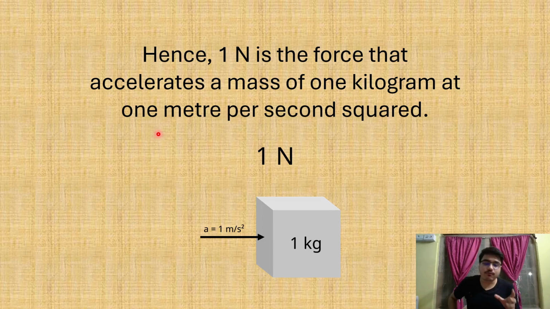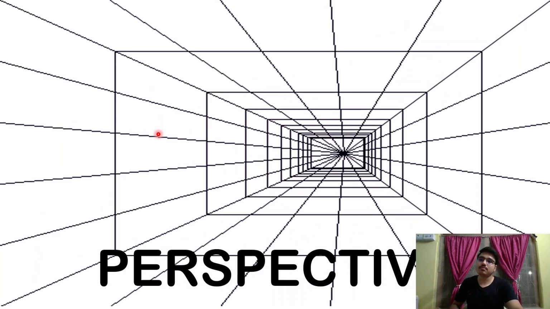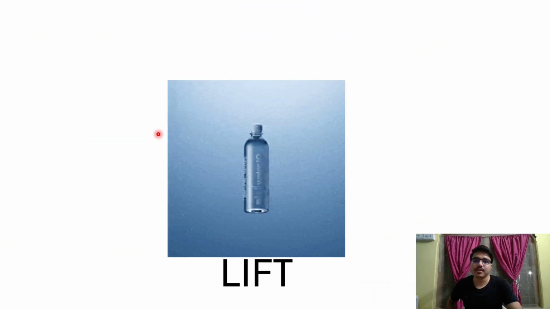1 Newton is that force which pushes an object of 1 kg with an acceleration of 1 meter per second square. But how can we make sure that we are experiencing 1 Newton of force? Well, to put it into perspective, let's get some practical visualizations for the same.